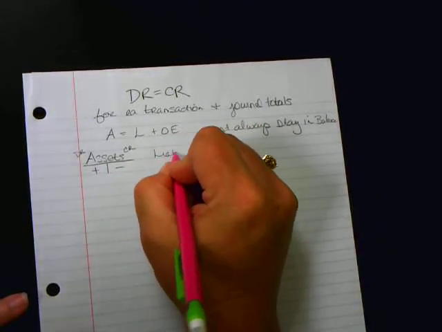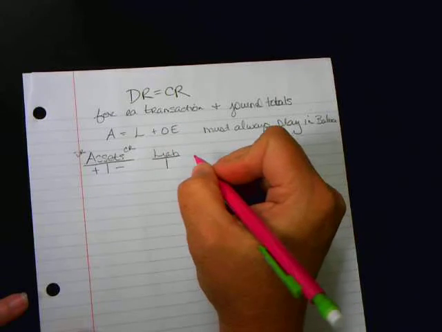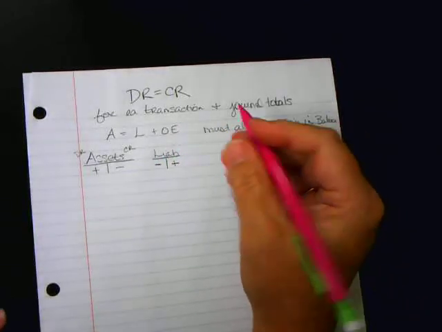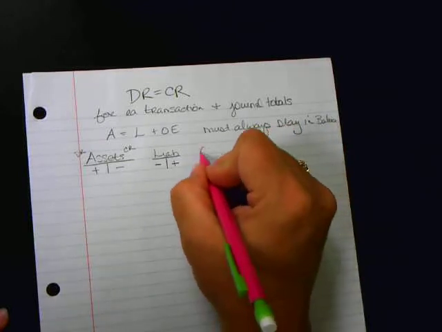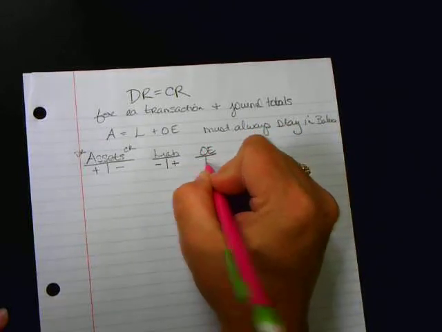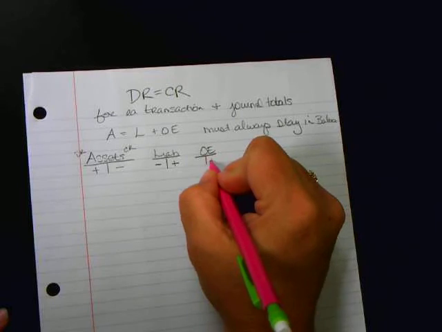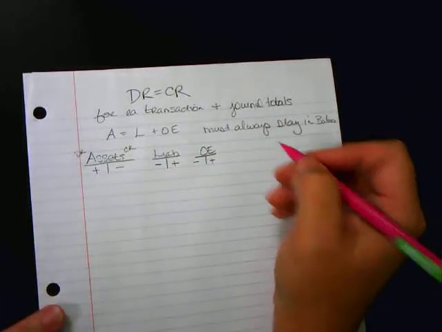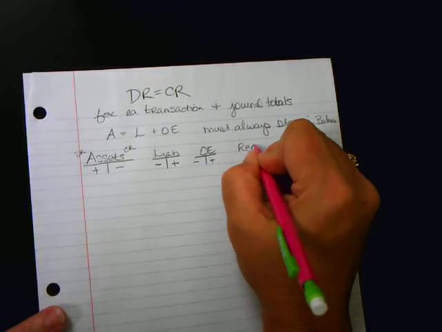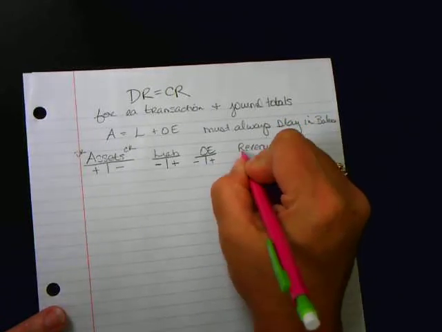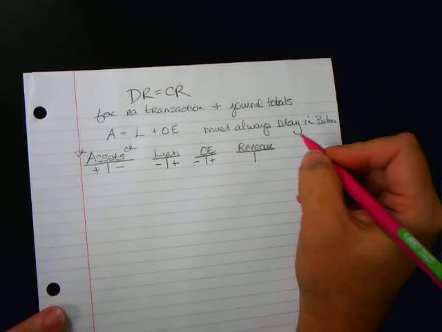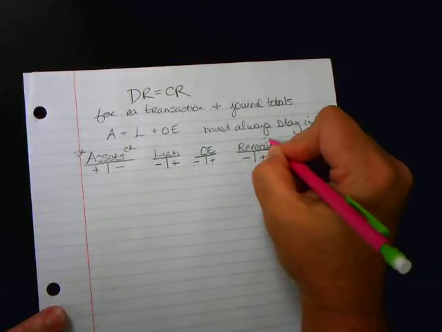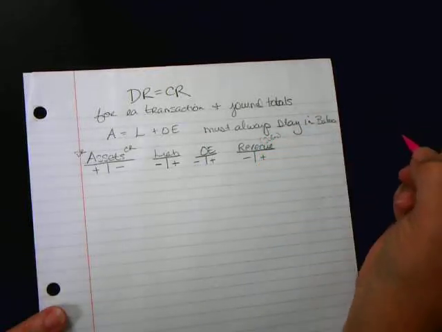Liabilities, normal balance side is the credit side. Owner's equity, normal balance side is the credit side. Revenue, now remember, right now revenue pretty much for us is sales. So if you want to write that down, you can.